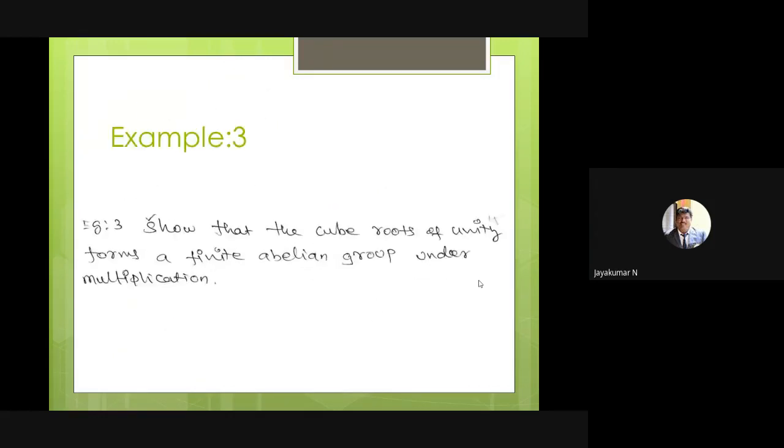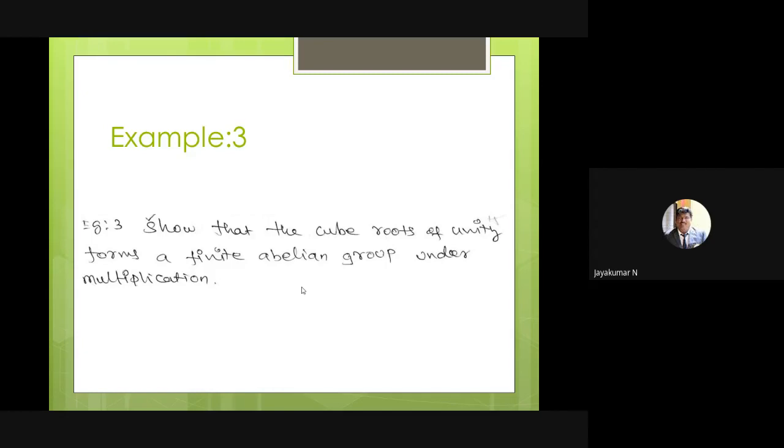The next example is an important one, because this next example is a finite abelian group, and such an example they may ask in your university exam. The solution for this example, the structure, you have to know clearly. The same structure we are going to use to prove many problems in our first unit. Such type of question is asked in the university examination.